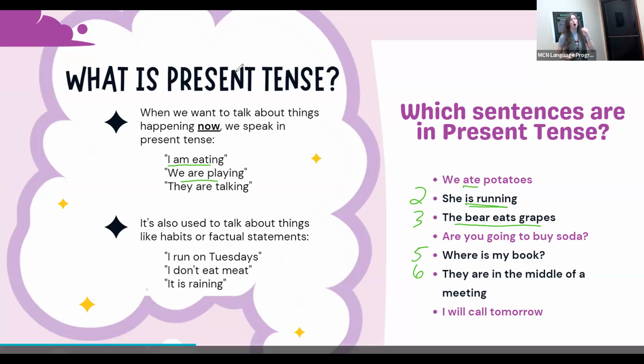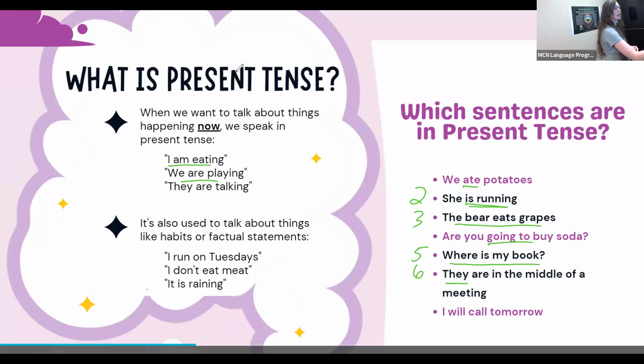That's correct. Are you going to buy a soda? Going to is an important thing to think of. Going to is a way we show future in English, right? So I'm going to swim tomorrow. You can't say, I'm going to swim and you're doing it. Does that make sense? Otherwise, you're not swimming yet. Where is my book? That's a statement. I mean, it's a question, but it's not within a time period. It's like right now. Where is my book right now? You're not asking, where's my book tomorrow?